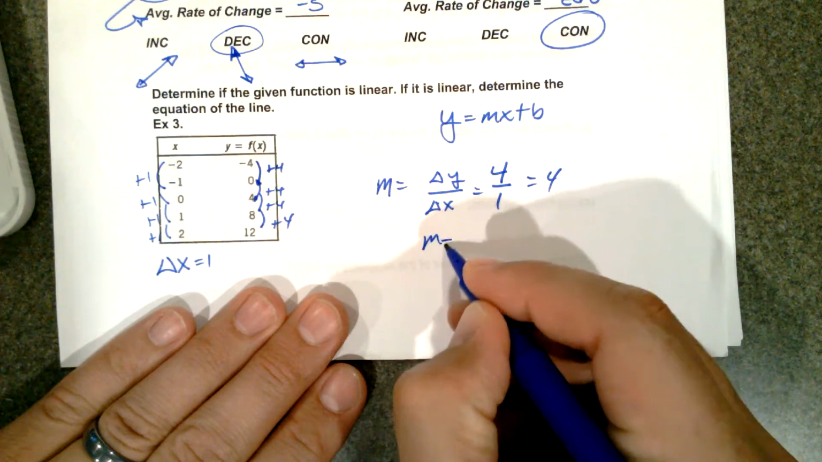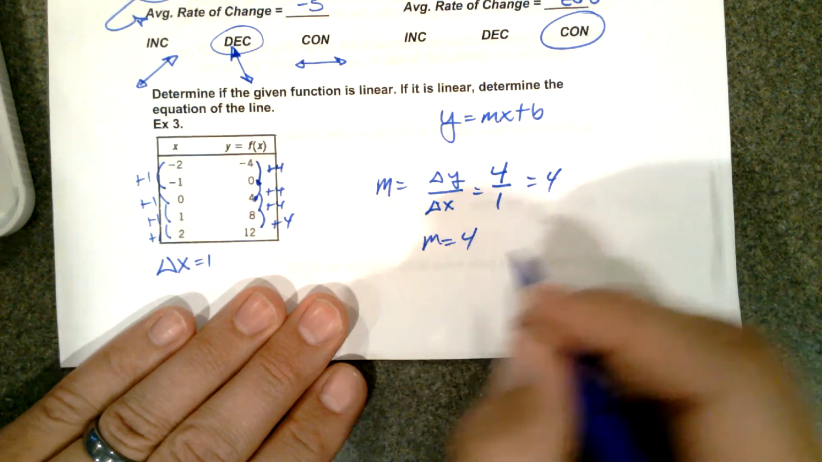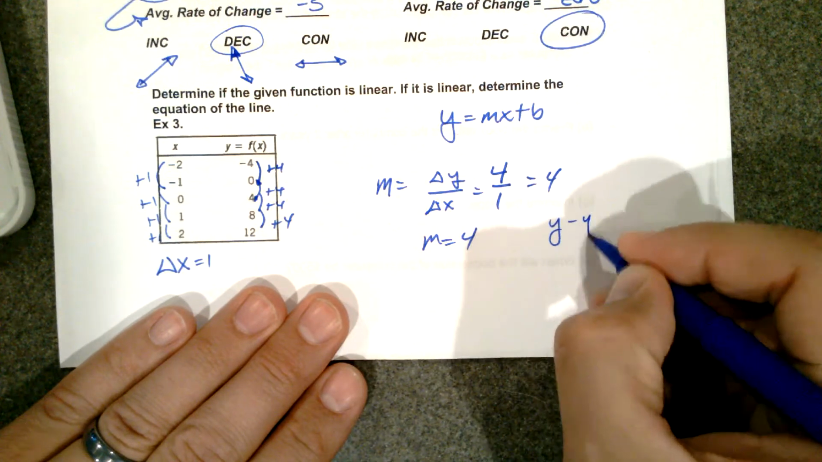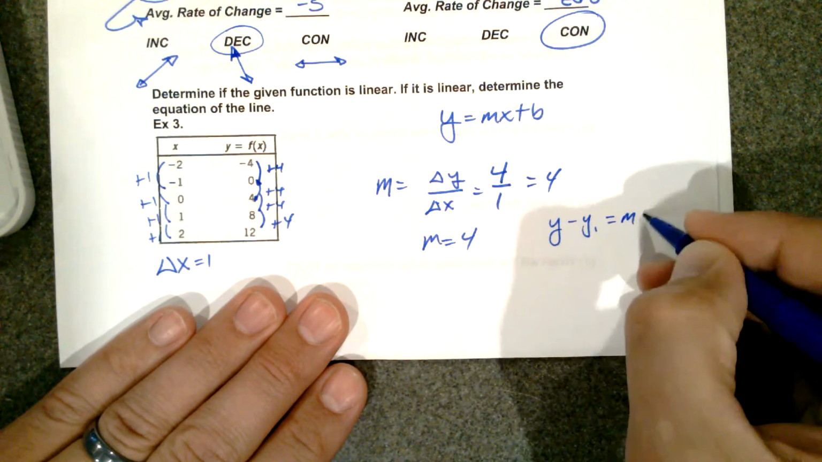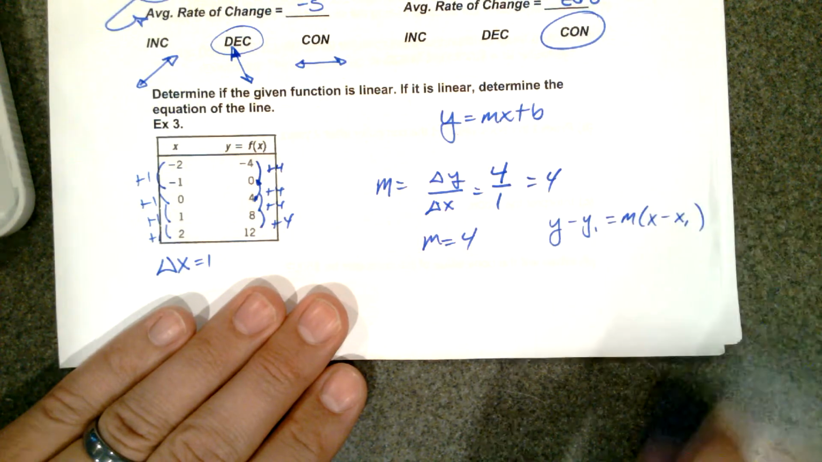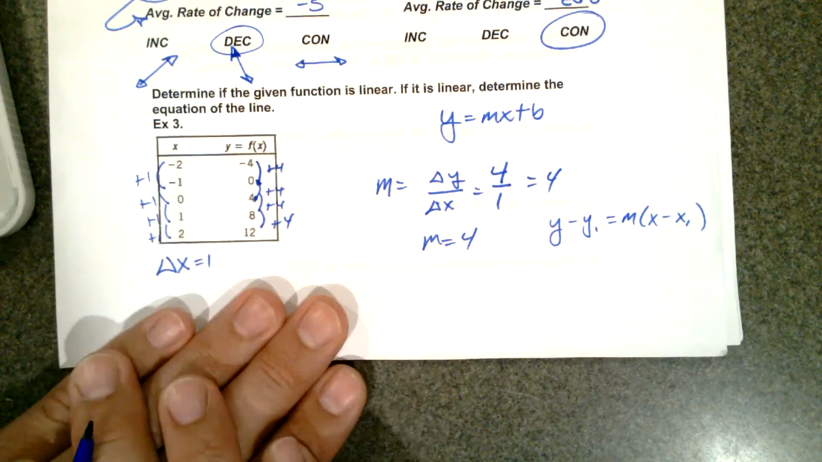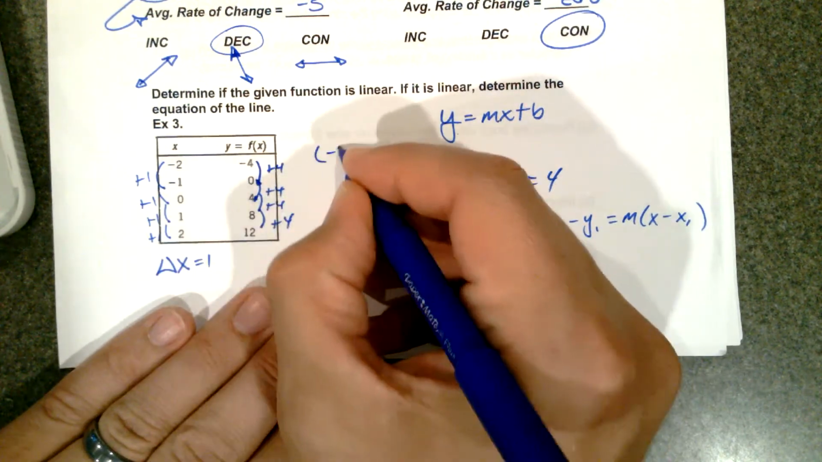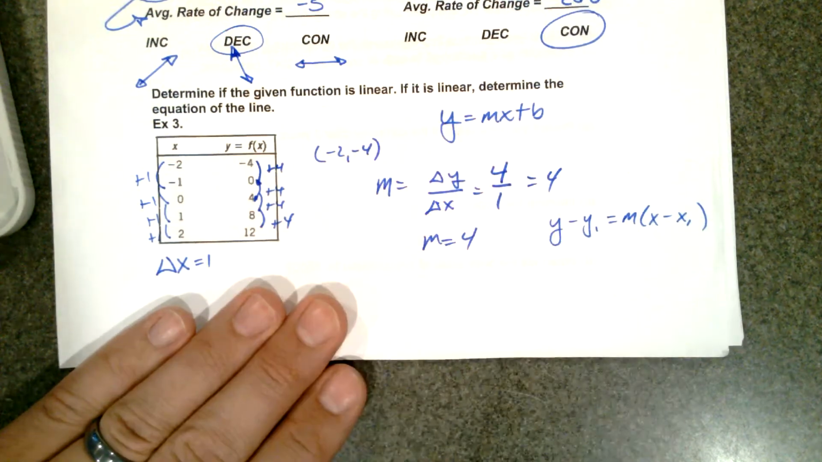Well, we already have m. And we can do one of two things. We can use point slope, y minus y1 equals m times the point x minus x1, and then plug in any point that you want. Here we have, again, -2, -4 that you could plug in.